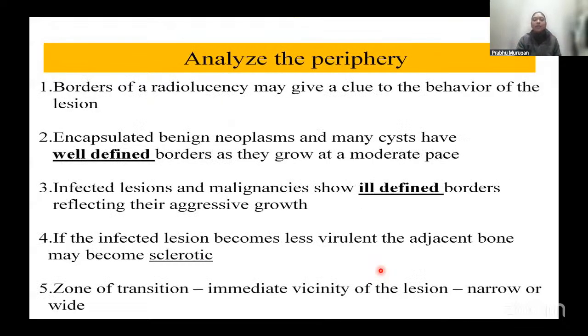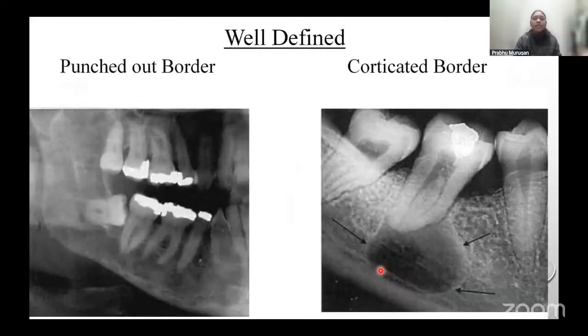Okay. So analyzing the periphery, like I told you, your cysts and all will have well defined corticated margins. In case of your cancerous lesions, the margins will be irregular in shape, so it will show irregular borders, and sometimes it can reflect on the aggressive growth of the lesion, for example your OKC and all that. Sometimes the infected lesions will be less virulent and the surrounding bone will be sclerotic in nature. So it is very important to analyze the periphery and the margins of the lesion to conclude with the diagnosis. In case of your punched out borders, in case of your multiple myeloma and all, this can be a distinguishing feature.